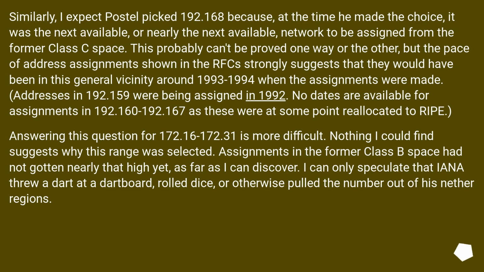Answering this question for 172.16 to 172.31 is more difficult. Nothing I could find suggests why this range was selected. Assignments in the former class B space had not gotten nearly that high yet, as far as I can discover. I can only speculate that IANA threw a dart at a dartboard, rolled dice, or otherwise pulled the number out of his nether regions.